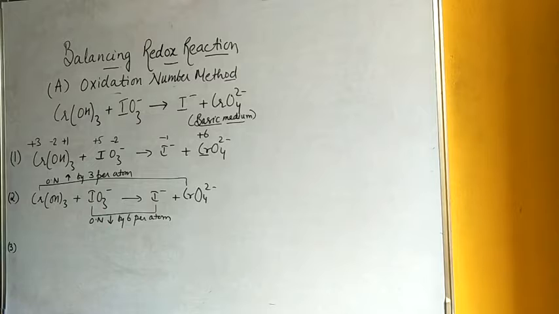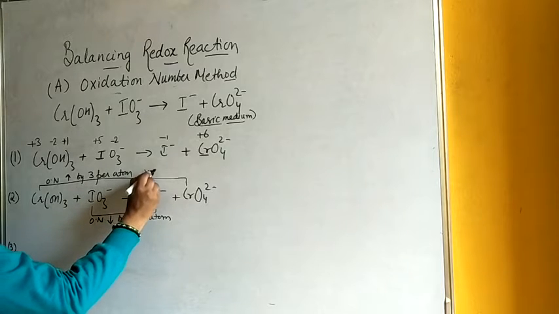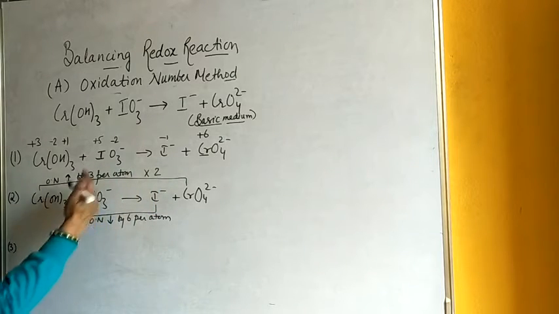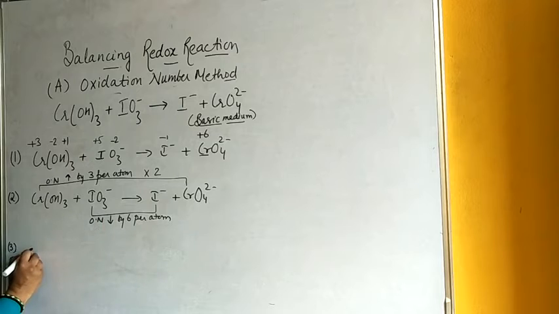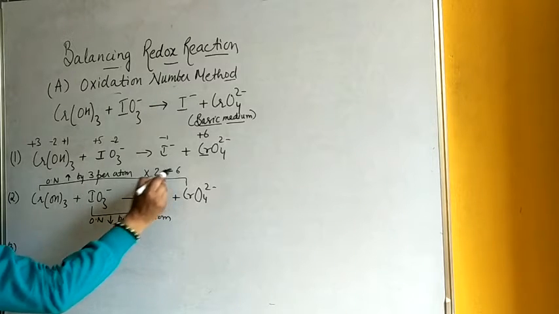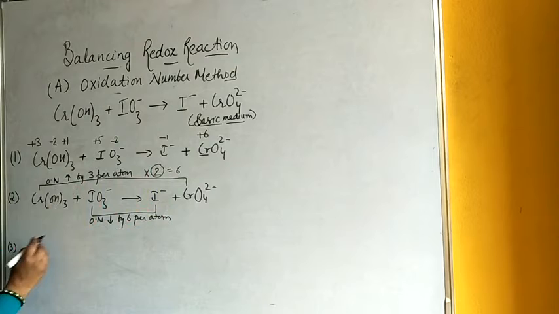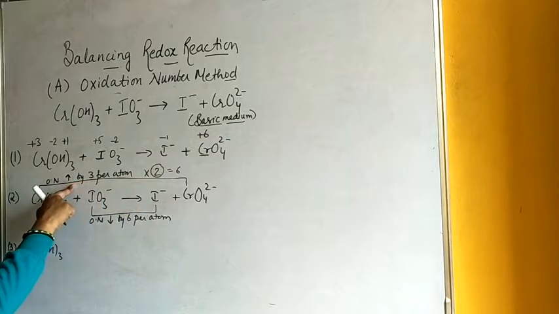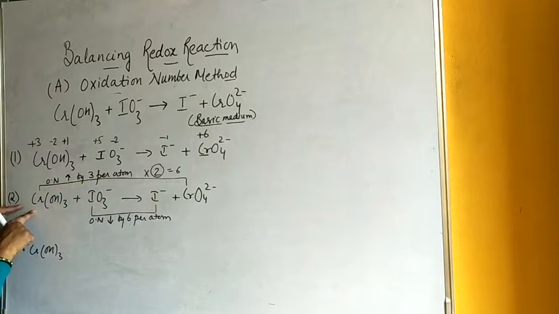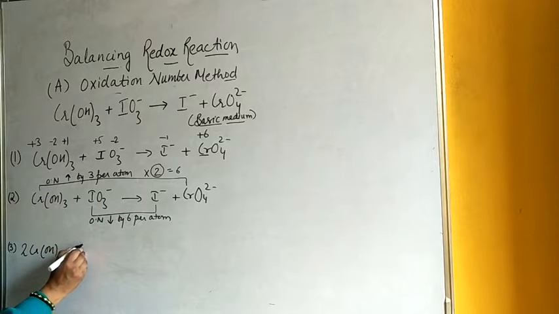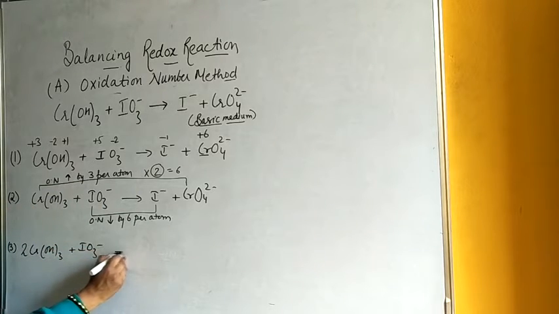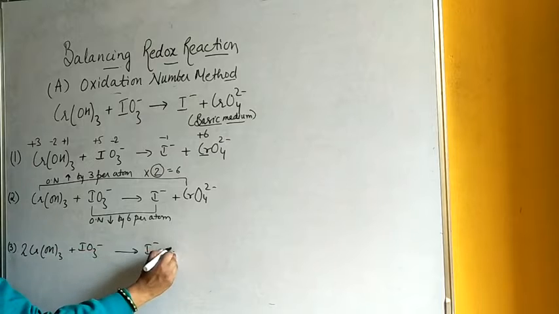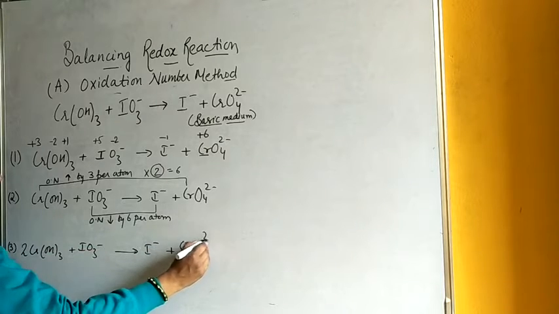So how can we balance it, student? We can balance it by multiplying it with 2. So we will get 6 on both sides. So it will become, here you can see it is getting 6. So we have multiplied by 2. We have multiplied on the oxidation side, the increase, so it is taking for chromium, so we have multiplied here by 2. Then it is IO3 negative gives I negative plus CrO4 2 negative.